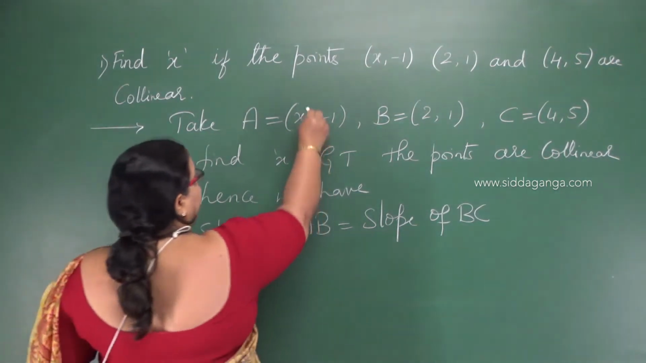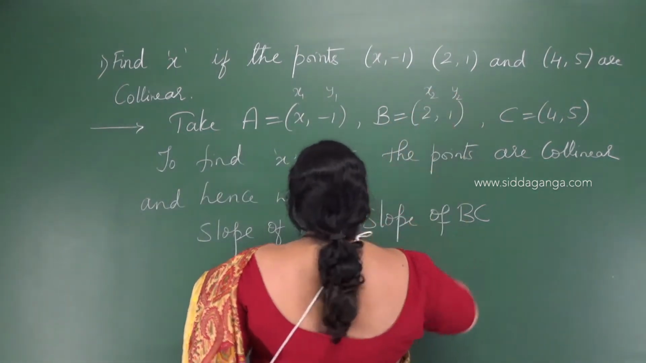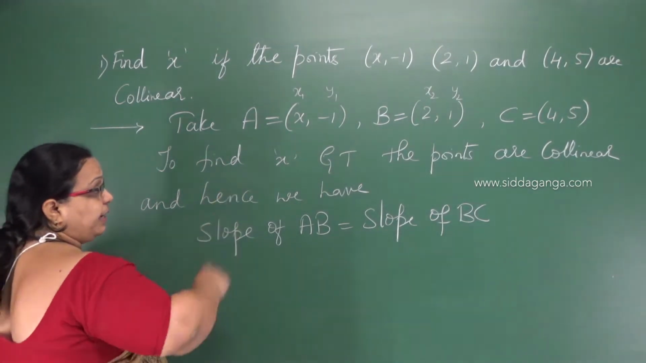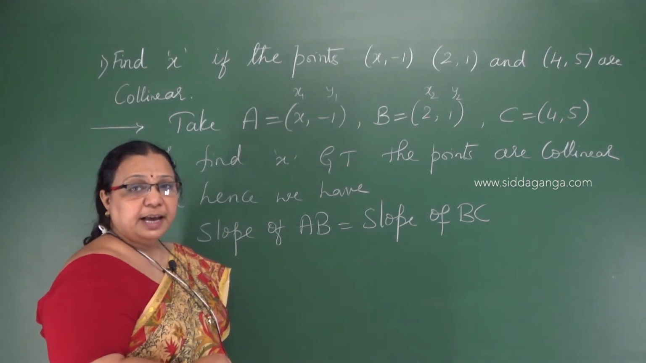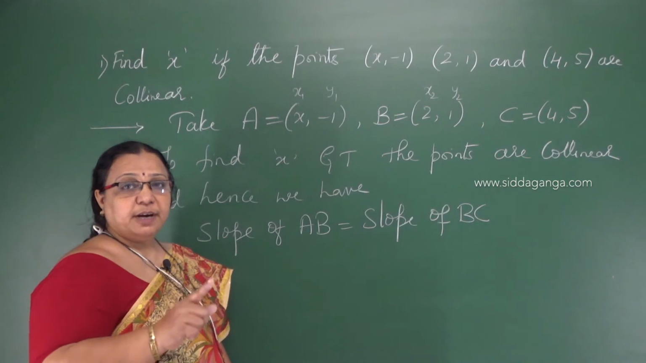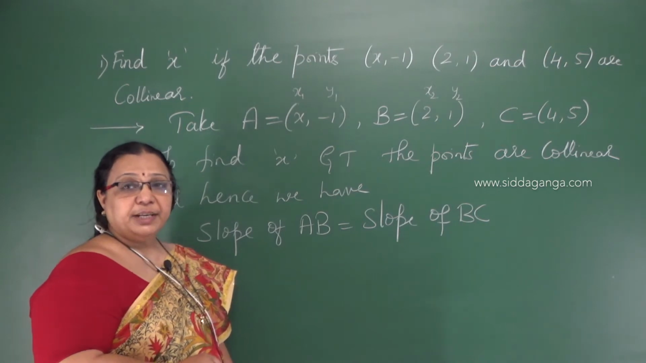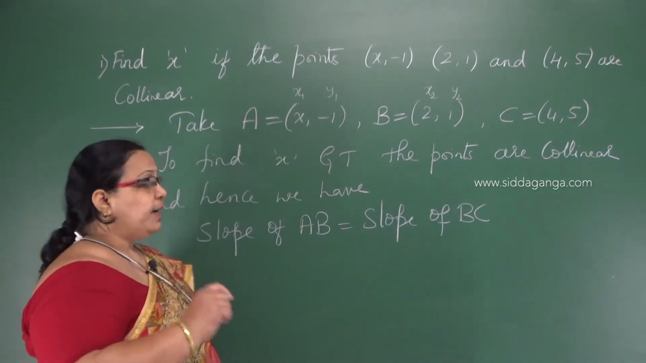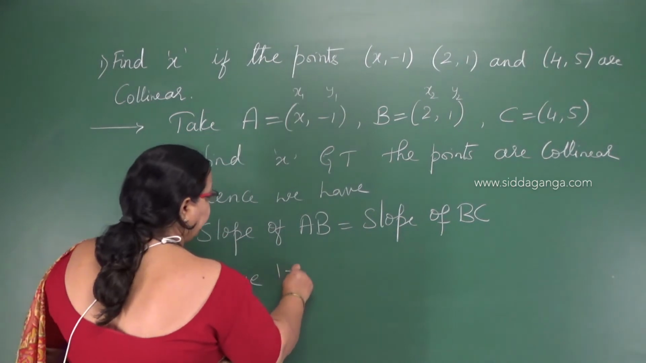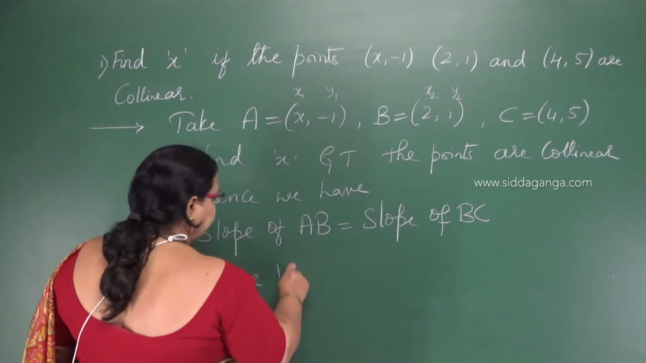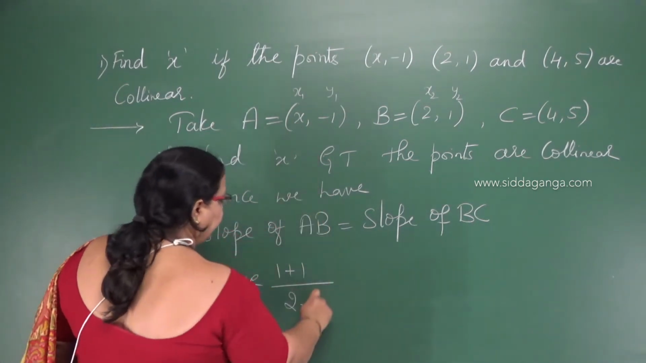Now you apply the formula. Assume these coordinates as x1, y1 and x2, y2. Between A and B you apply the slope formula. The slope of the line joining the 2 points x1, y1 and x2, y2 is given as m equal to y2 minus y1 divided by x2 minus x1. Use that formula. Now y2 is 1, minus y1 is negative here, so minus into minus is plus, divided by x2 minus x1, that is 2 minus x.